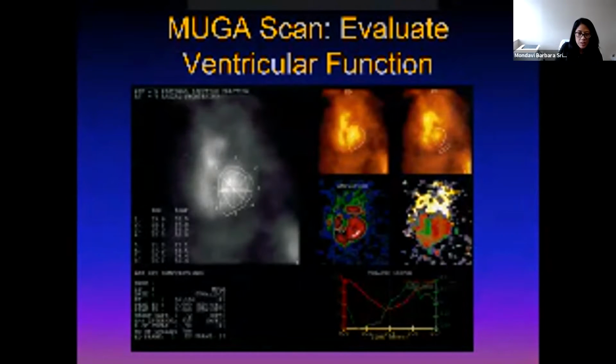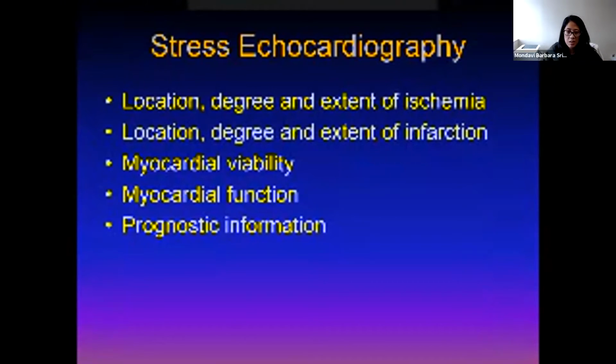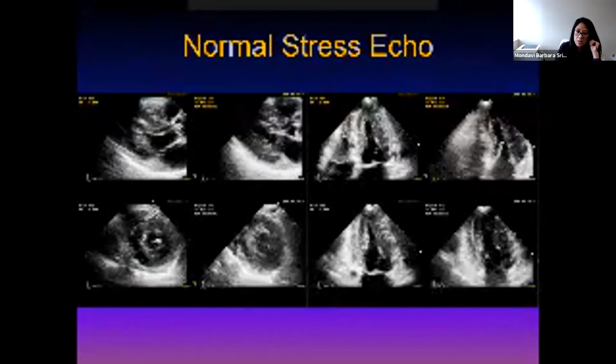I'm going to skip this, because it's not really about stress testing, and move on to stress echo. Similar to nuclear scanning, stress echo gives us the imaging component, adds information about location, extent, and degree of ischemia on top of what's given by the ECG. And similar to nuclear, we can get information on viability, and there's a lot of prognostic information with the addition of imaging.